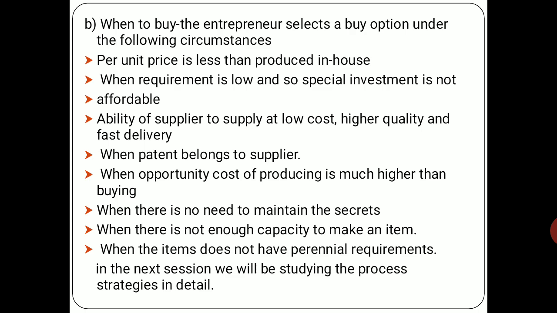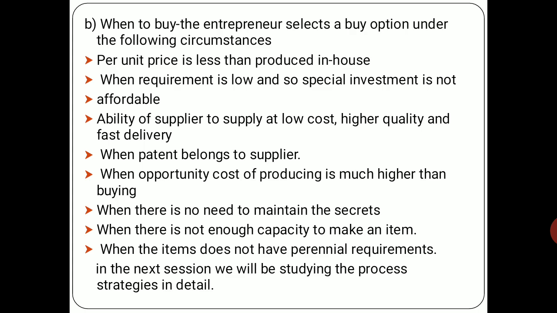Next, ability of the supplier to supply at low cost. If the supplier can give you at low cost, he can give higher quality, and even fast delivery is offered by him, then why go for in-house production? When the patent belongs to the supplier, only the supplier can produce it, you cannot do it, it is his patent right on production of some kind of subcomponent. Then naturally there is no option of making, we have to depend on the buying decision.